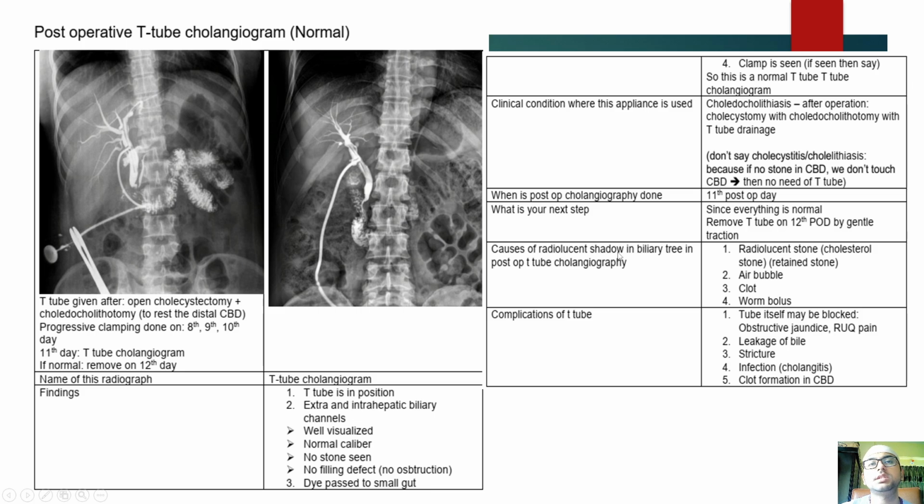Causes of radiolucent shadow in the biliary tree in post-operative T-tube cholangiography: radiolucent stone and air bubble, clot, and worm bolus. Complications of T-tube: the tube itself may be blocked, obstructive jaundice, right upper quadrant pain, leakage of the bile, stricture, infection, clot formation in the CBD. So complications are one of the dangerous effects of T-tube management or this kind of operation.